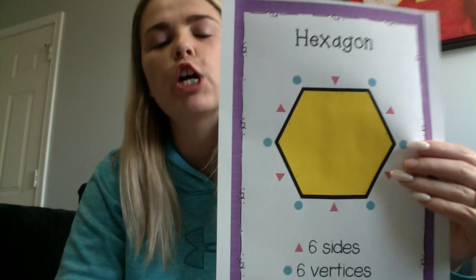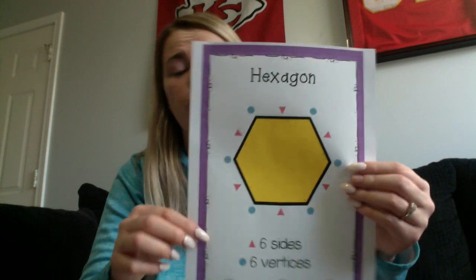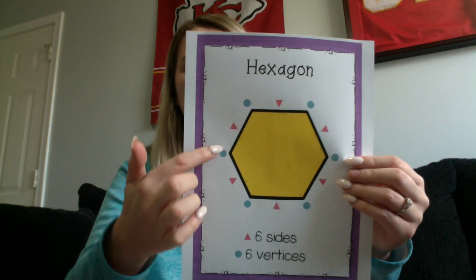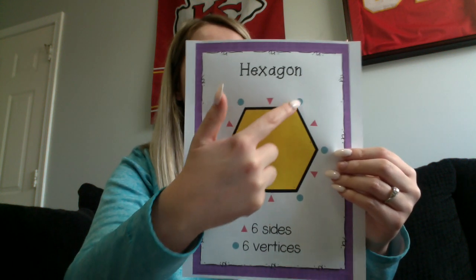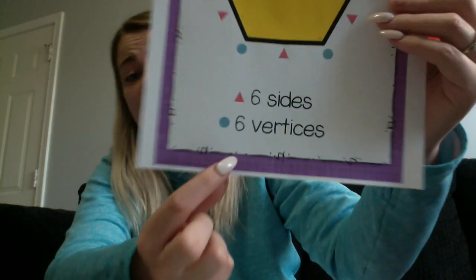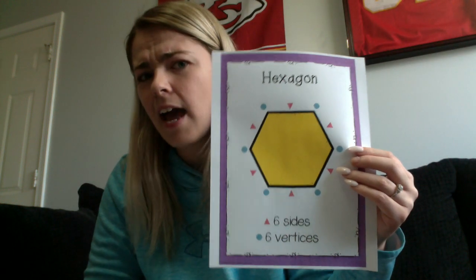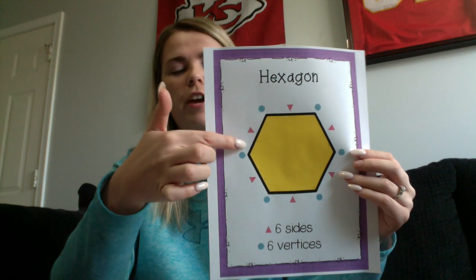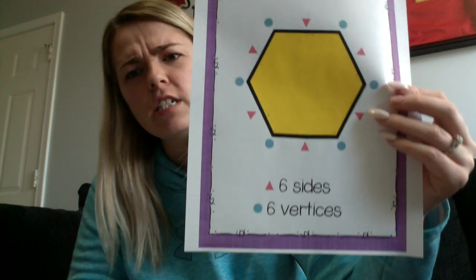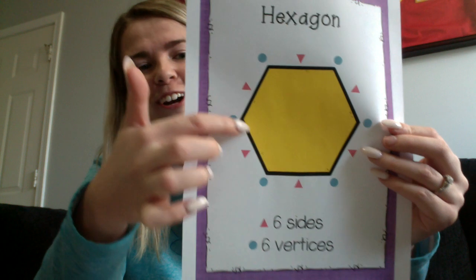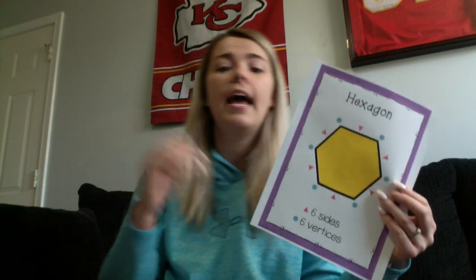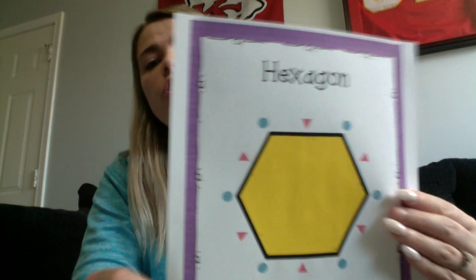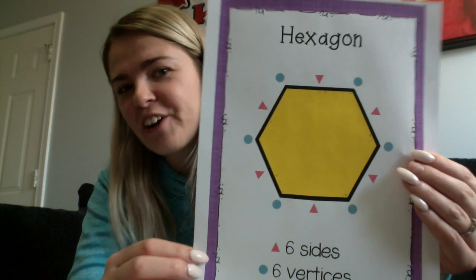And when I'm looking at vertices, you're looking at the corners, okay? So we're going to look at the circles for the vertices. Let's count. 1, 2, 3, 4, 5, 6. So there's 6 vertices. Now, what is a side? The straight lines. And what is a vertice? The corners. Okay, so we're going to kind of look at all the other shapes I showed you. And we're going to talk about how many sides and how many vertices they have. So we just counted, but how many sides does a hexagon have?